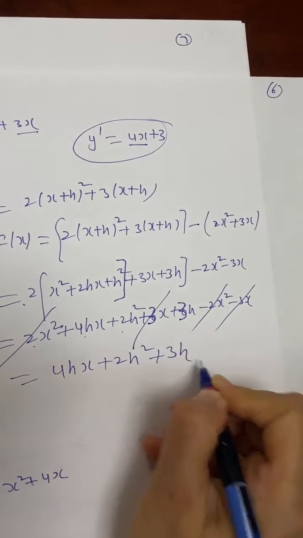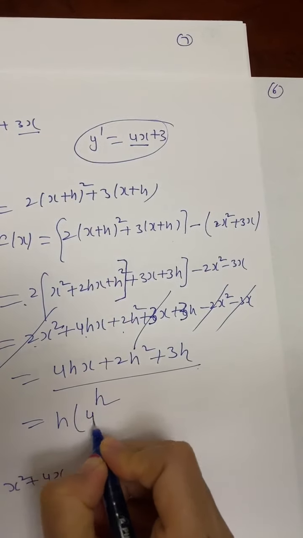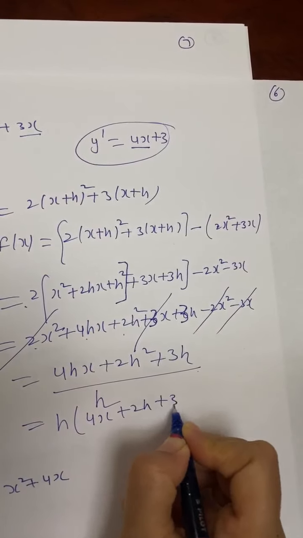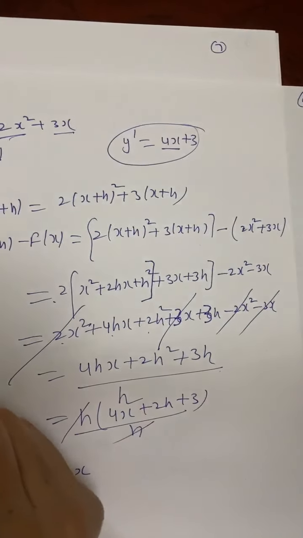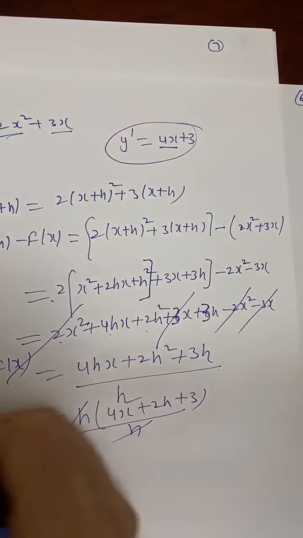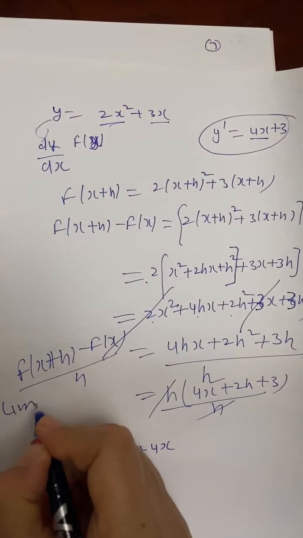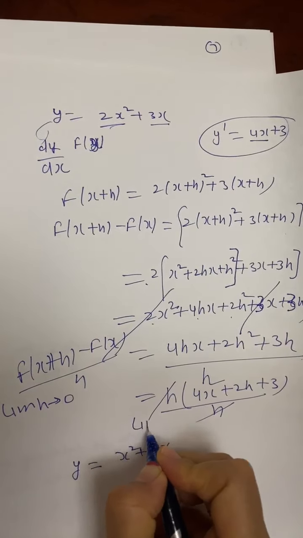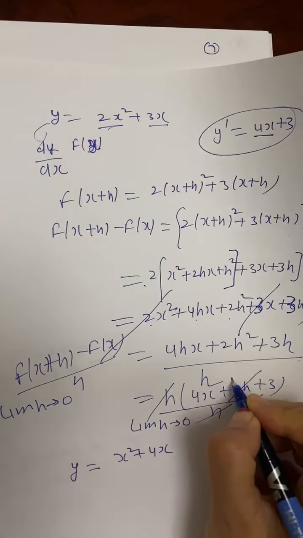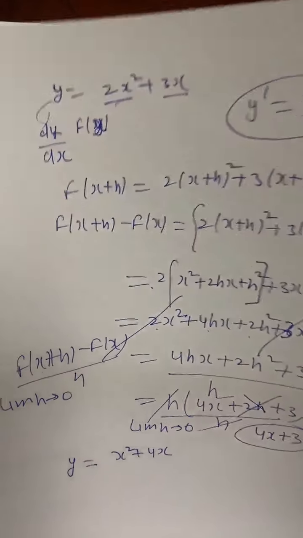And now, next step is we need to divide by h. And then you will have h common, 4x plus 2h plus 3 divided by h. And now, last step we need to do is divide by h. And then we need to do limit h approaches to 0. So here limit h approaches to 0, which means this is negligible. So 4x plus 3, this is what you got in the previous one.